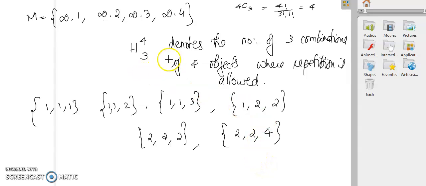So h(4, 3) denotes the number of 3 combinations of 4 objects where any number of repetitions is allowed, or where infinite repetition is allowed. So in general, h(n, r) denotes the number of ways of choosing r objects out of n objects where any number of repetitions are allowed. So in the next session we will look at how to find the formula for h(n, r).